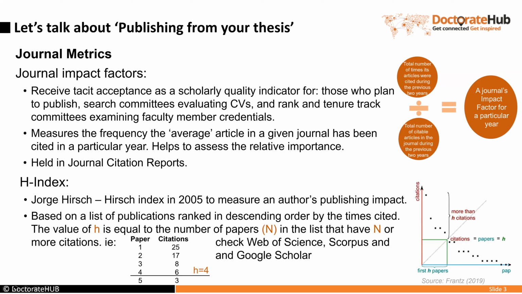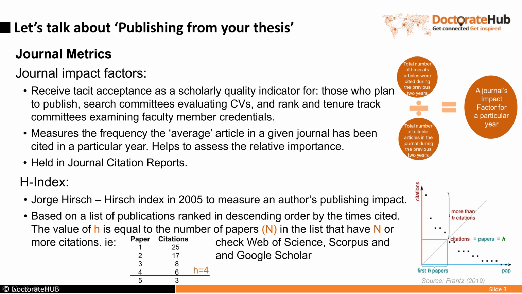When you're looking for the type of journal you want to get involved with, one of the areas to look at is the journal metrics. One is the journal impact factor, which receives quite a tacit acceptance as a scholarly quality indicator. If you're planning to publish, search committees evaluating CVs when you're applying for a role, or ranking and tenure-track committees examining faculty members' credentials, quite often look at the journal impact factor as part of that.